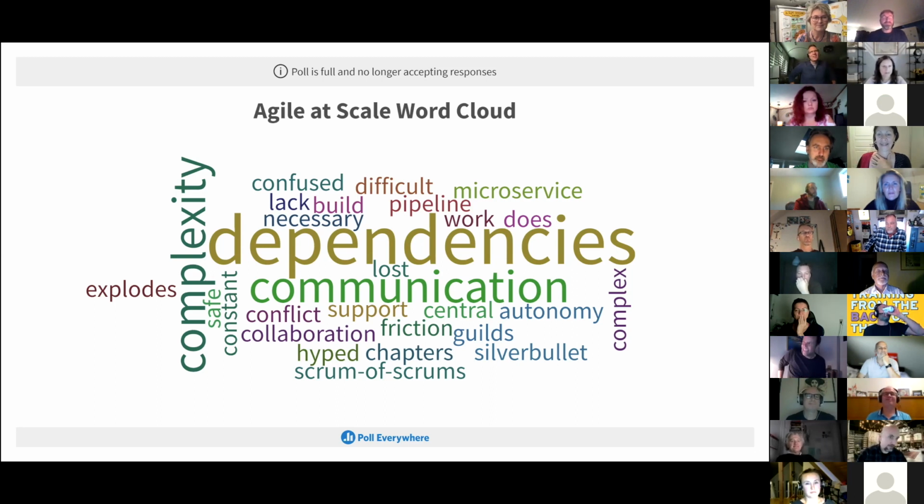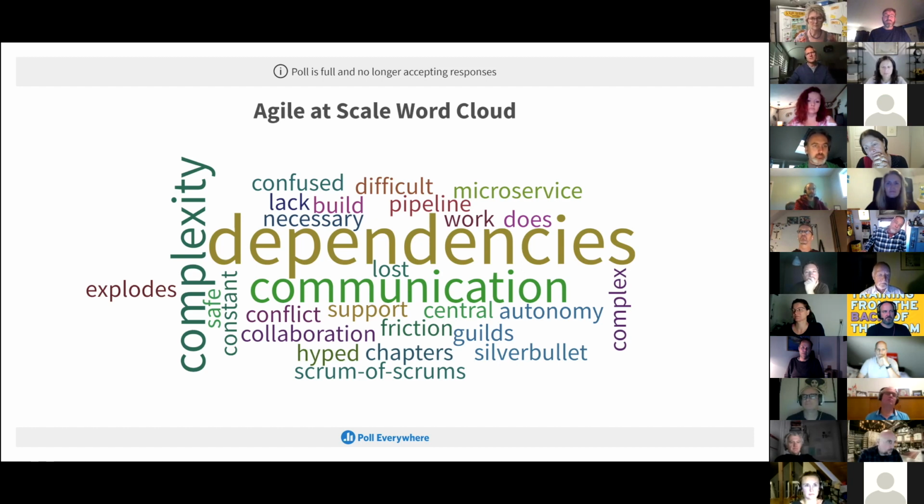So I've got on the screen here some of the words: confused, difficult, microservices, dependencies. Dependencies huge there, right in the middle. Communication. Some of the biggest ones. Here we go: complexity, dependencies, communication, conflict, friction, Scrum of Scrums, complex. Thank you.